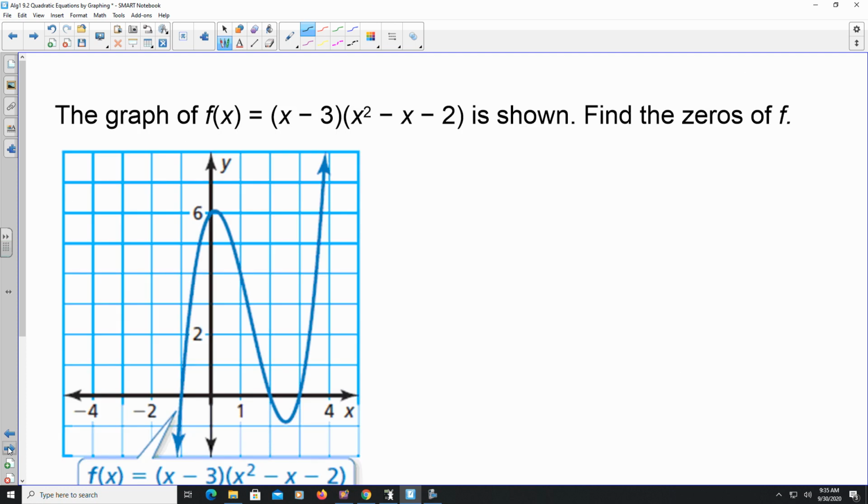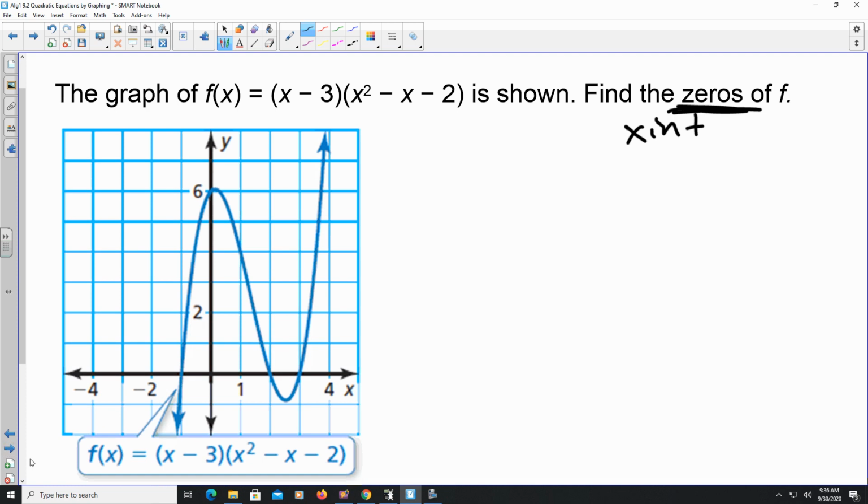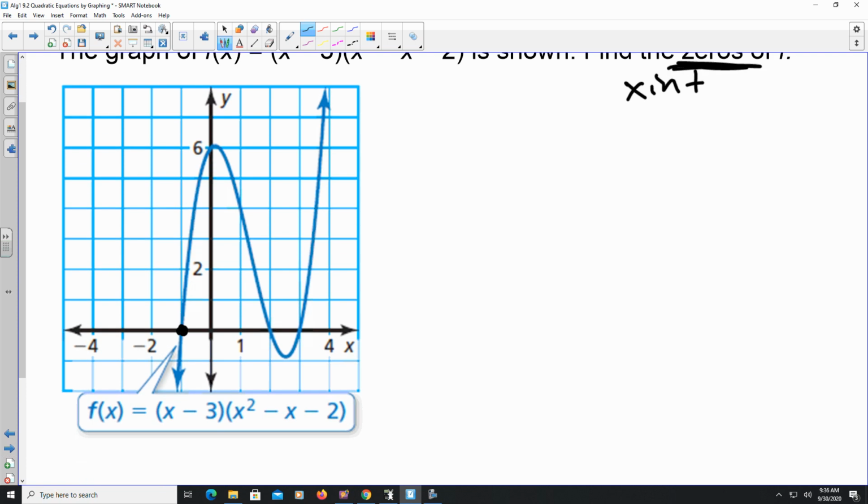The last thing here is they gave us a graph, and it says the graph of this function, x minus 3 times the quantity x squared minus x minus 2, is shown. They wanted you to find the zeros of the function. Anytime they ask you to find the zeros of the function, they want you to find the x-intercepts. So I notice it looks like it crosses here, here, and here. It looks like negative 1, 2, and 3. So the coordinates would be negative 1 comma 0, 2 comma 0, and 3 comma 0.